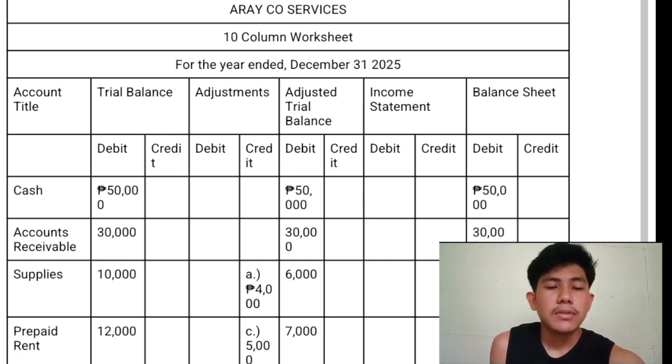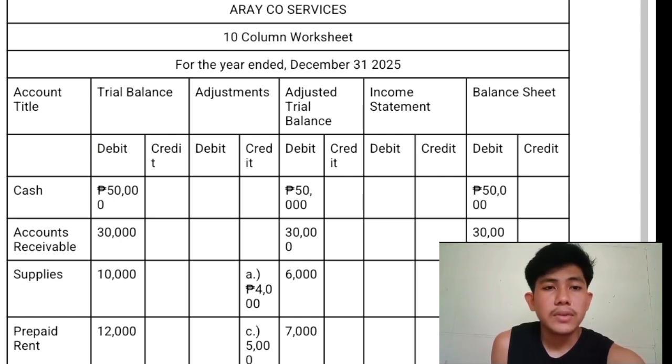The 10-column worksheet contains an unadjusted trial balance, adjustments, an adjusted trial balance, and statement columns. So this tool helps us to prepare accurate financial reports. And for us to get the adjusted trial balance, we're going to combine the unadjusted trial balance and the adjustments.